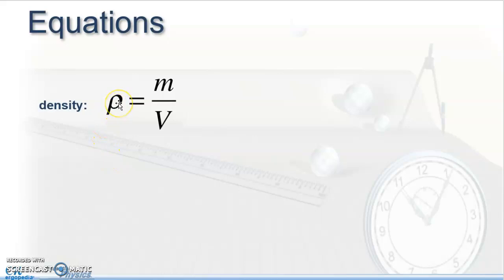Off the top of my head, I think if this appears on the physics reference table, it probably appears as D equals M divided by V, although I'm fairly certain that on the AP Physics 1 reference table it appears as rho, a kind of P-ish looking thing. That's the Greek letter rho equals M divided by V.